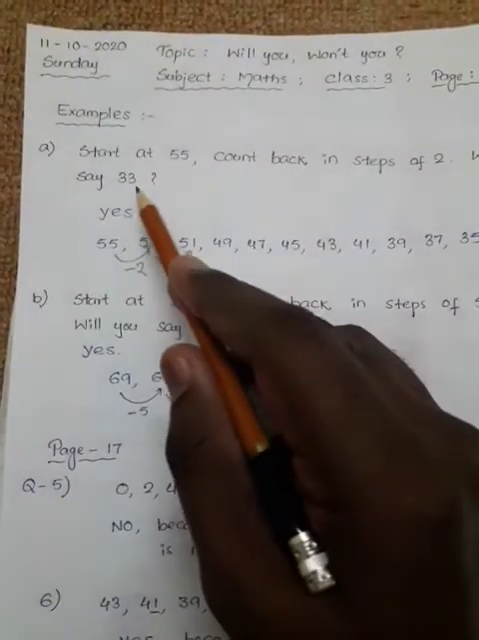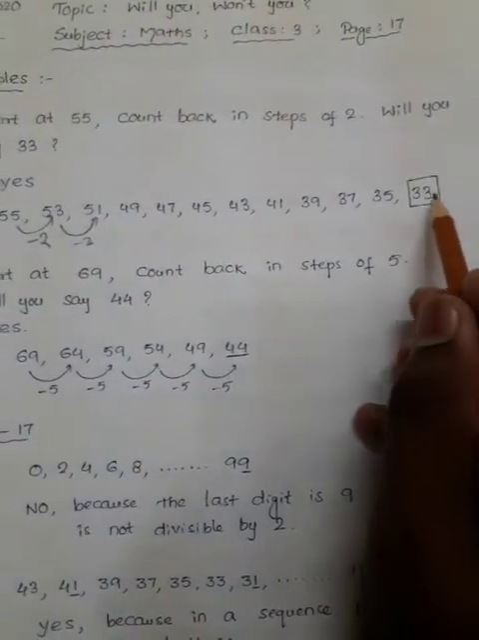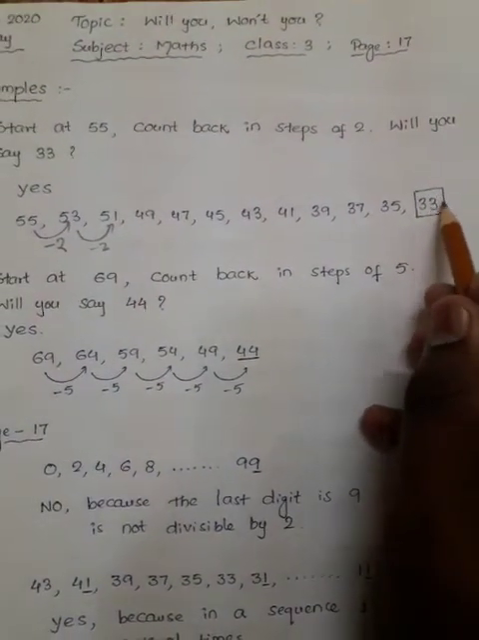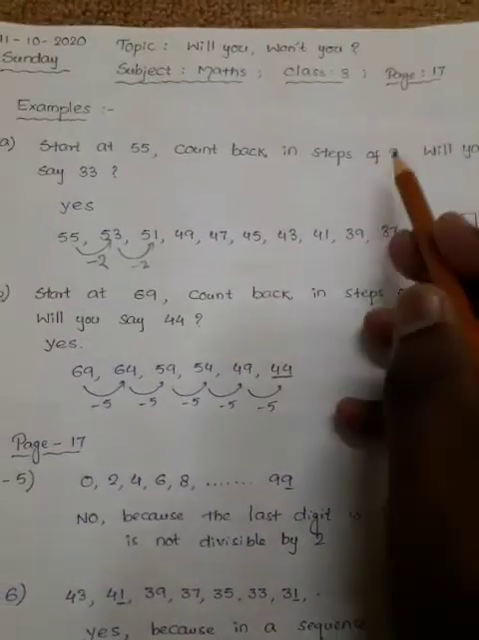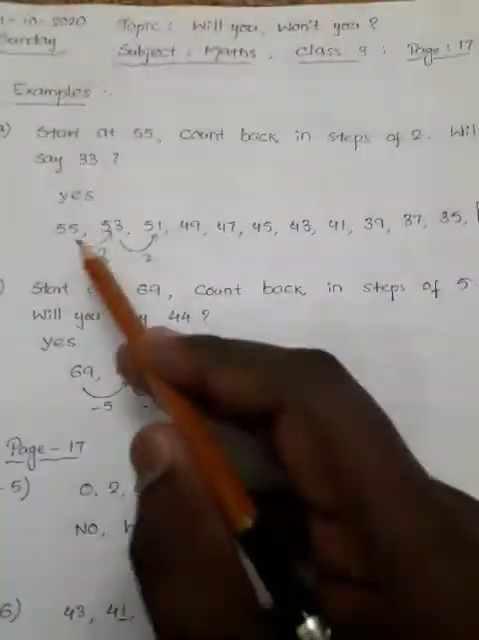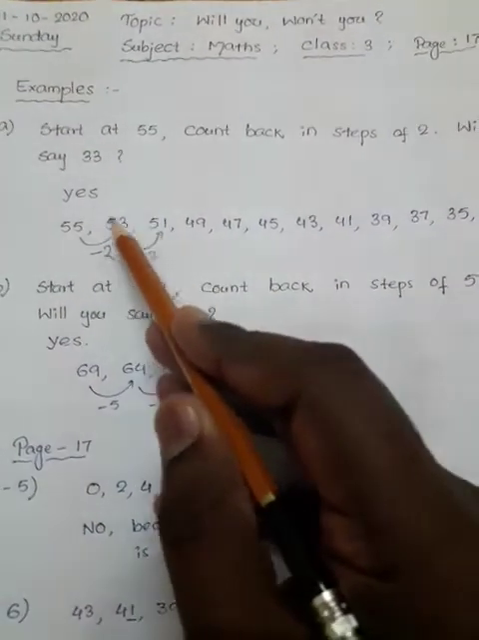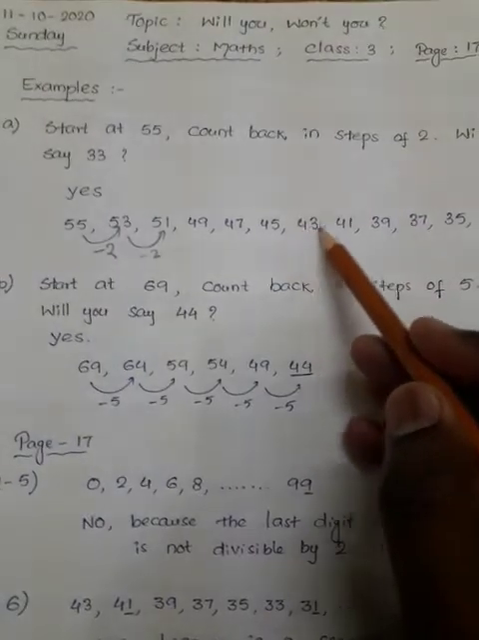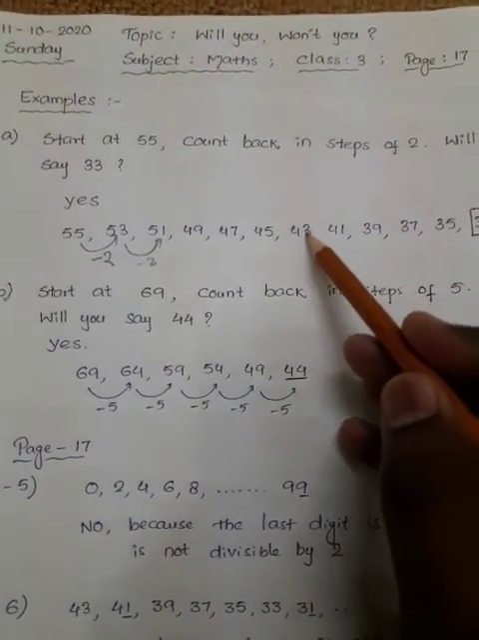So 3 is coming in the ones place, right? At the end if you check, 3 is in the ones place. So it is possible. Normally when counting back, if you start from 0 then only even numbers come, but here we start from 55. If you subtract 2 each time, sometimes you will get 43, that means there is a 3 in the ones place. So 33 is also in the sequence.